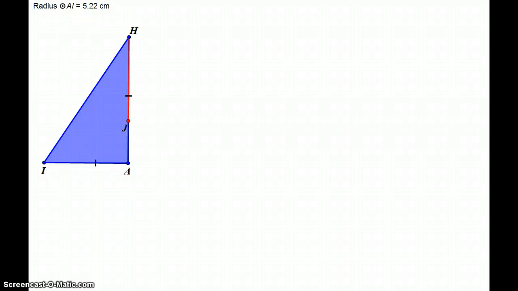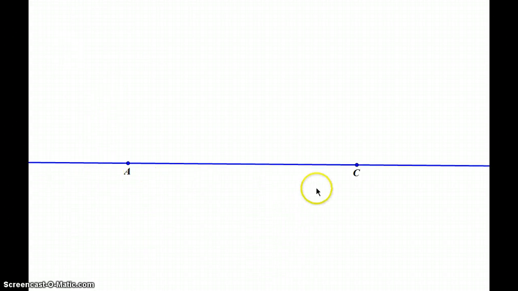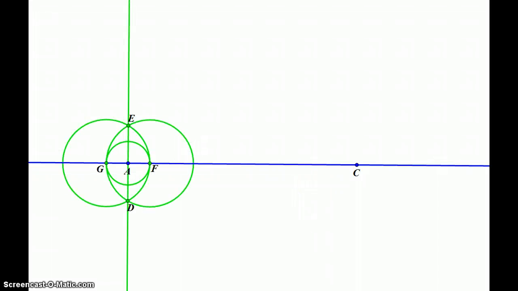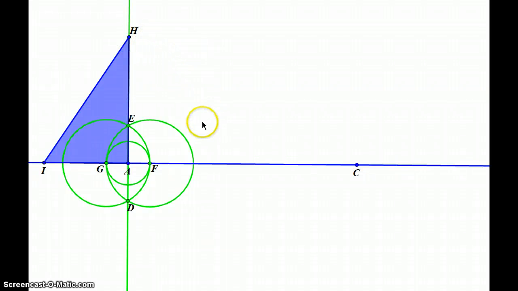I'm going to show you how to construct this. First, construct a line segment AC. Then at point A, construct a perpendicular line ED. Then I constructed line segment IH intersecting both the perpendicular lines, thus creating triangle IAH.